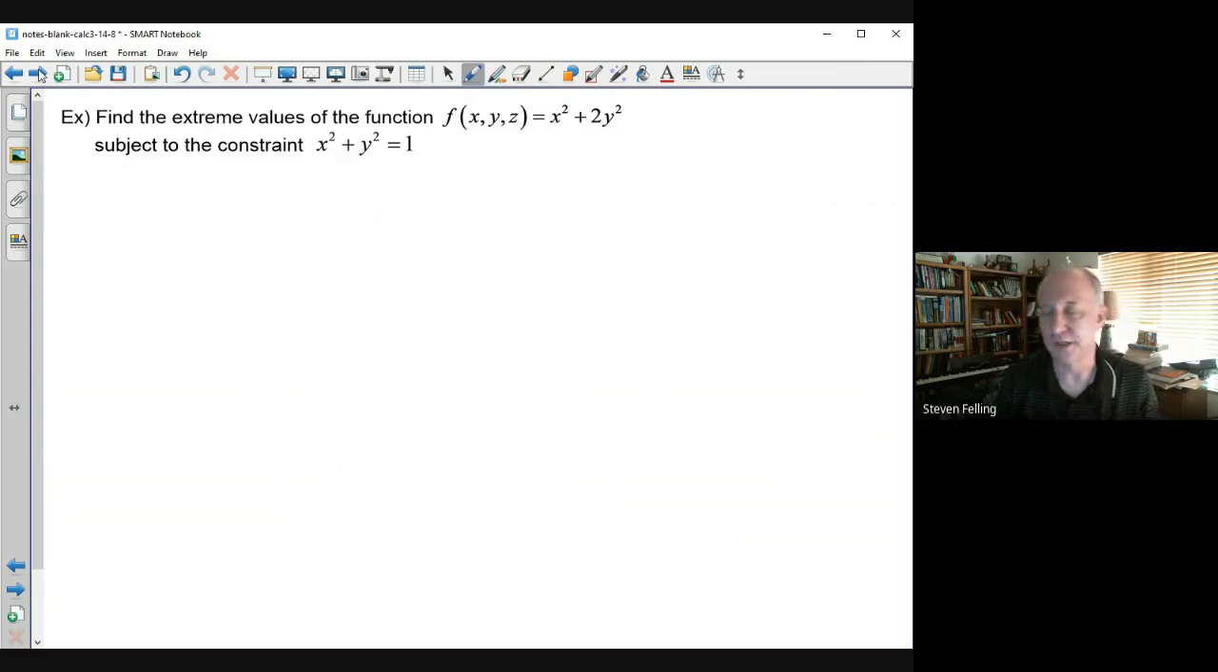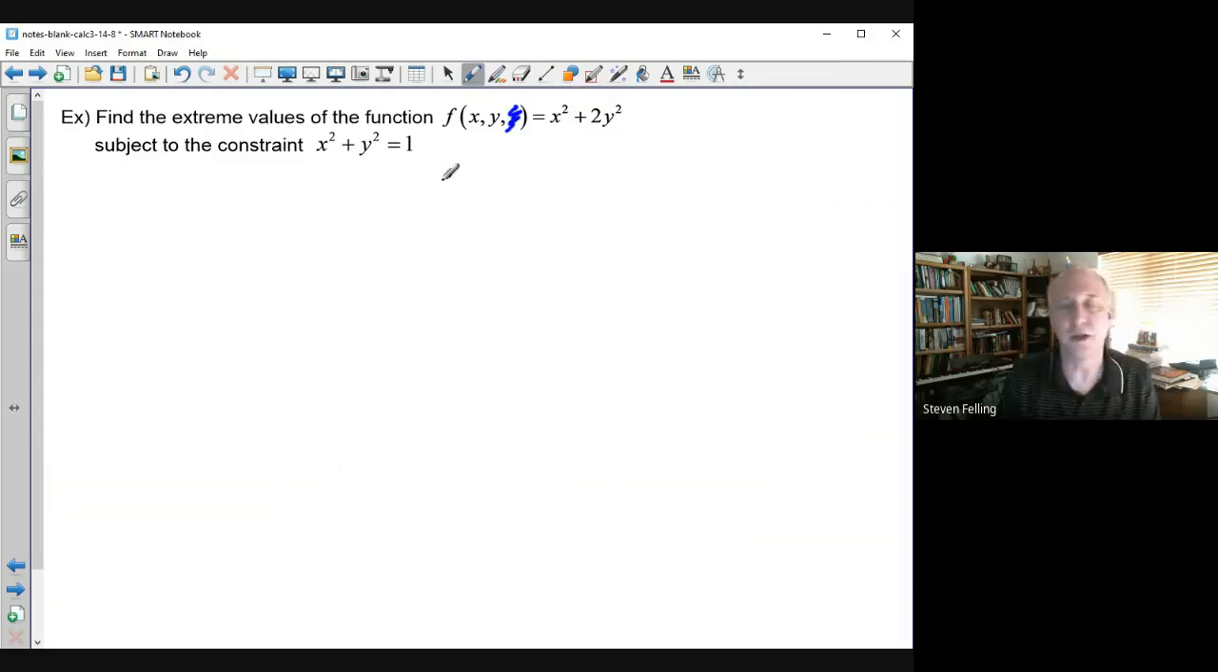Let's take a look at an example so we can see how this would work. All right, so let's say we have a multivariable function f, which is a function of x, y, and z. Actually, you know what? That's a typo. This is a function of only x and y. So let's say it's just two-dimensional to start with. f is a function of x, y, and it's x squared plus 2y squared.